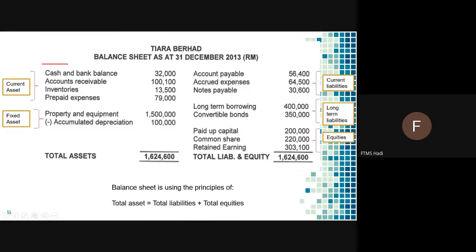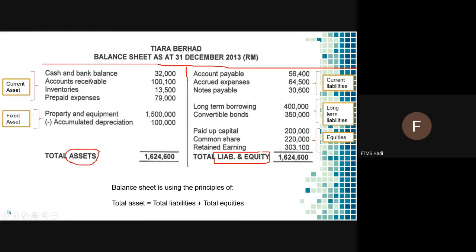This is a balance sheet. Usually the format is T format. Let's have a look at the left side. Left side stands for asset, and the right side stands for liability and equity. That means the combination between liability and equity.